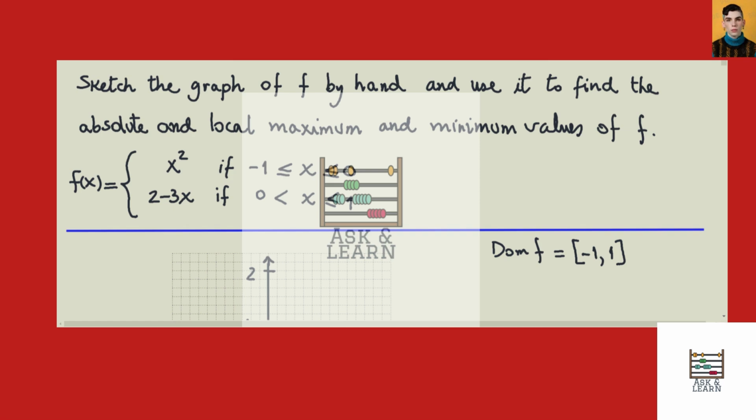That is a piecewise function with two pieces, one for the interval from -1 to 0, including both -1 and 0, and the other from 0 to 1, excluding 0 but including 1. The first part is a parabola x squared, the second part is a straight line 2 minus 3x. And when we do that graph by hand, we will use it to find the absolute and local maximum and minimum values of the function.